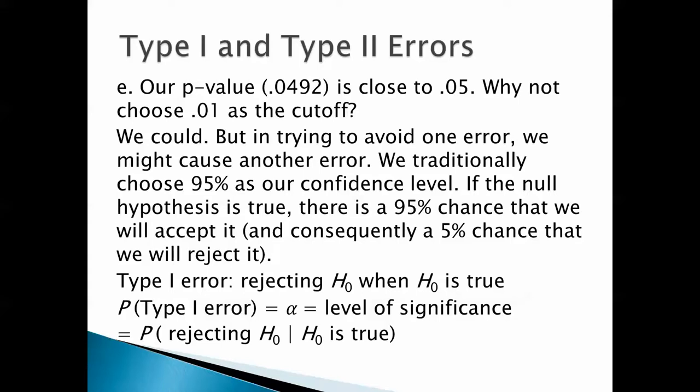We traditionally choose 95% as our confidence level. If the null hypothesis is true, there is a 95% chance that we will accept it, and consequently a 5% chance that we will reject it. In other words, there's a 5% chance that we'll obtain data that will force us to reject it. That kind of error would be called a type 1 error. It's rejecting H0 when H0 is true. You don't want to reject H0 if it's true. The probability of making a type 1 error is alpha. We use the Greek letter alpha to represent it. That's our level of significance. Again, that's the probability of rejecting H0 when H0 is true.